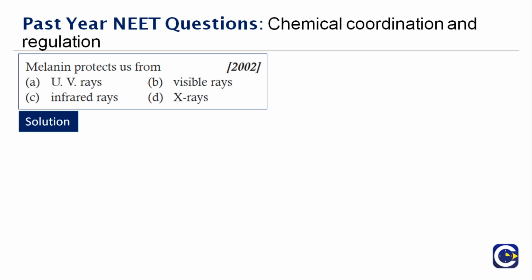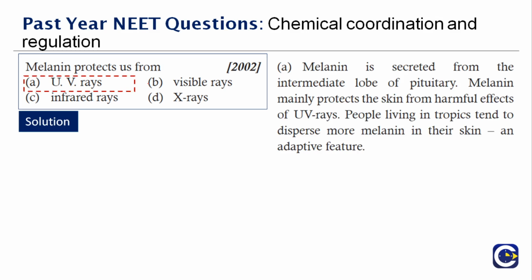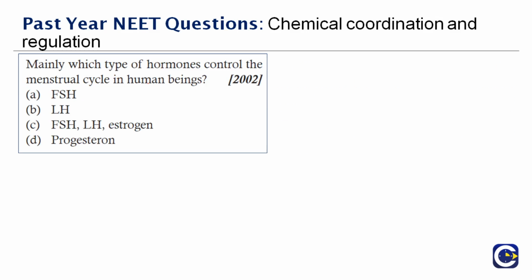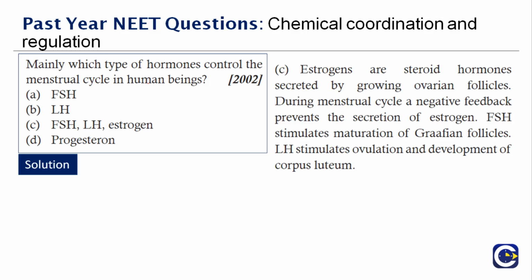Melanin is secreted from the intermediate lobe of the pituitary. Melanin mainly protects our skin from UV rays. People living in the tropics tend to have more melanin in their skin because of the adaptive feature which the body develops. Therefore, the right answer to this question is option A. Next question. Which type of hormones mainly control the menstrual cycle in human beings? Very easy question. What are the hormones responsible for that? We have follicle stimulating hormone, the luteinizing hormone, and estrogen. Therefore, the right answer is option C.